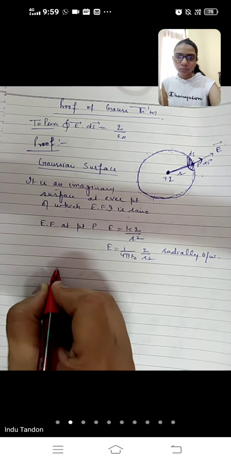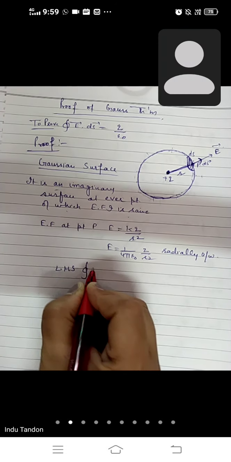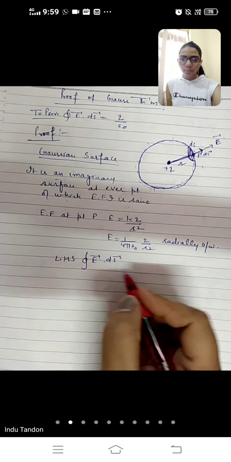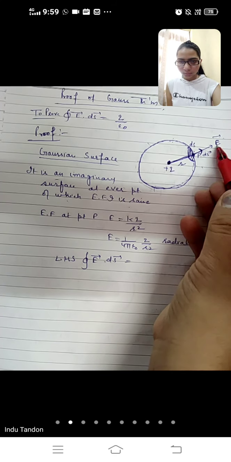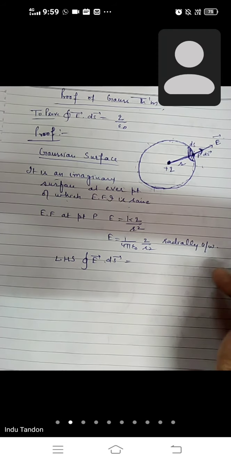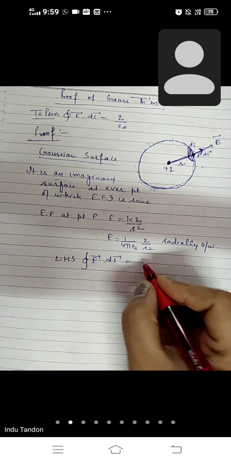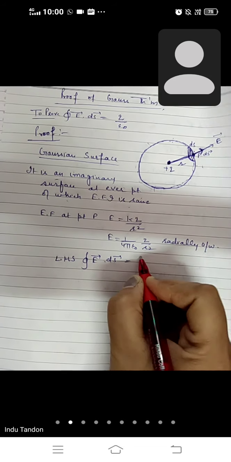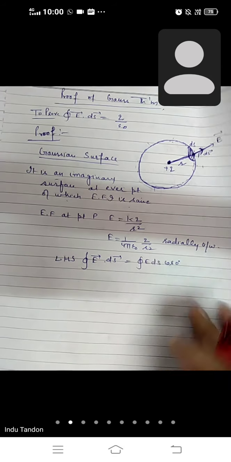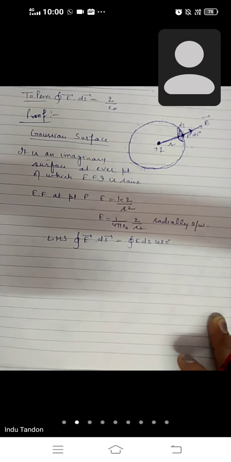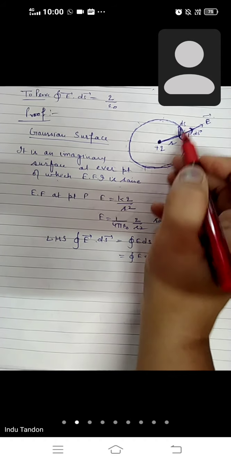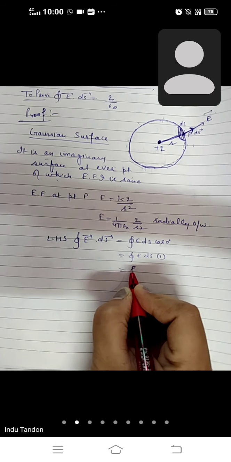Now I will take the left hand side. What you have to prove, the left hand side of Gauss theorem, is E dot ds. What is the angle between E and ds? Can you tell me? E is outward, ds is also outward. The angle is 0 degrees. Both are parallel. So it is E ds cos 0. Cos 0 is 1, and the electric field at every point is the same, so you can take it outside the integration.